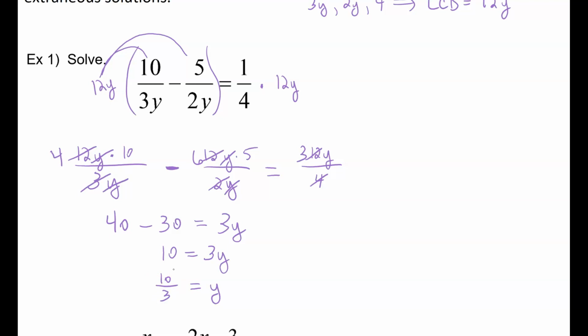Check your restrictions from the beginning. Is there any reason that y could not be 10/3? If it was 0. Yeah, so 0 is the only restriction, okay? This is not so much fun to check completely because a lot of fractions are involved here, but this one does check.